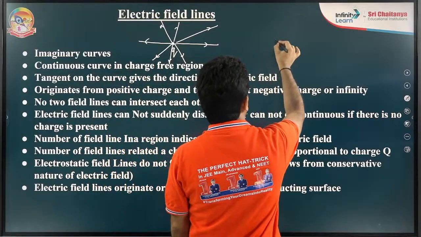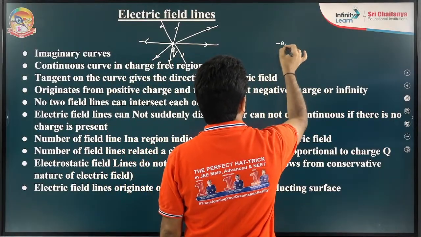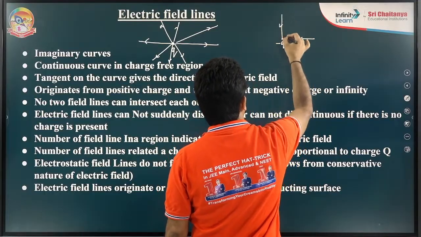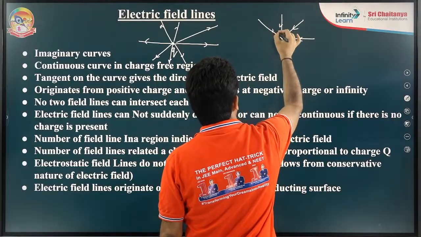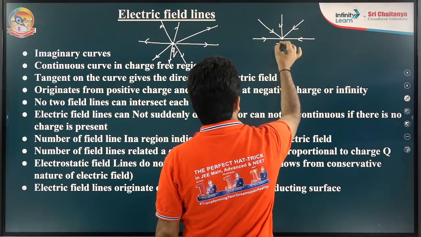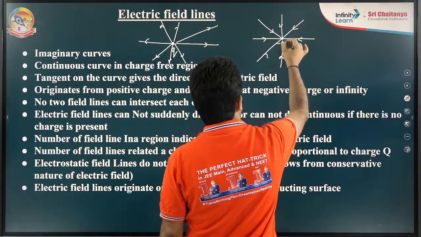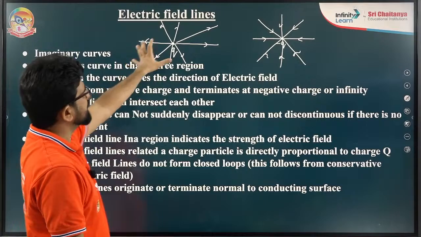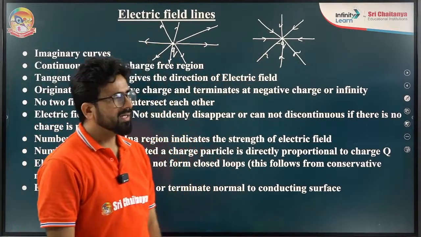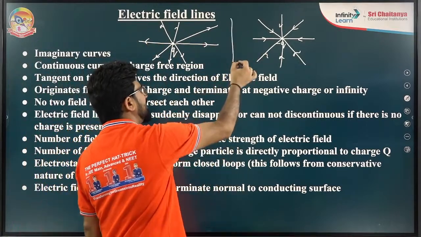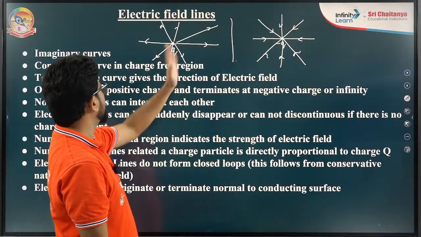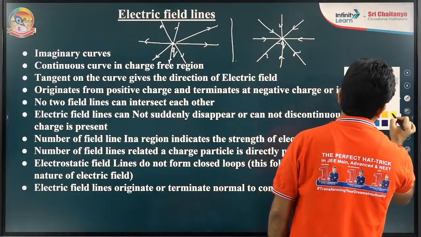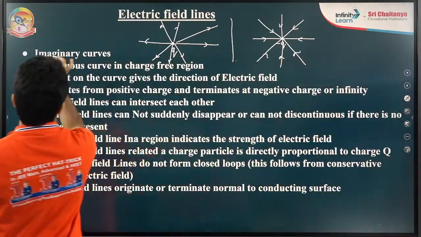Similarly, if it is a negative charge, suppose I am putting a negative charge, then from this negative charge the field lines are radially inward. These field lines are radially inward. These are imaginary curves. No problem about it. It is an imaginary curve, beta.